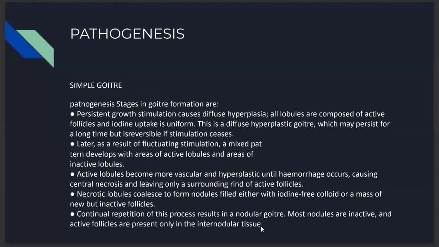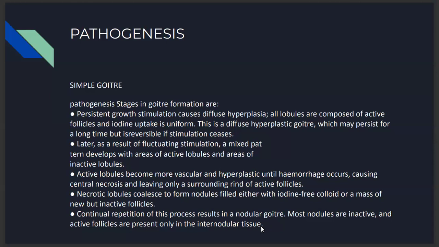For the pathogenesis, a simple goiter has the pathogenesis in the following stages. The first stage is persistent growth stimulation, which causes diffuse hyperplasia. All lobules are composed of active follicles and iodine uptake is uniform. This is a diffuse hyperplastic goiter, which may persist for a long time but is reversible if stimulation ceases.